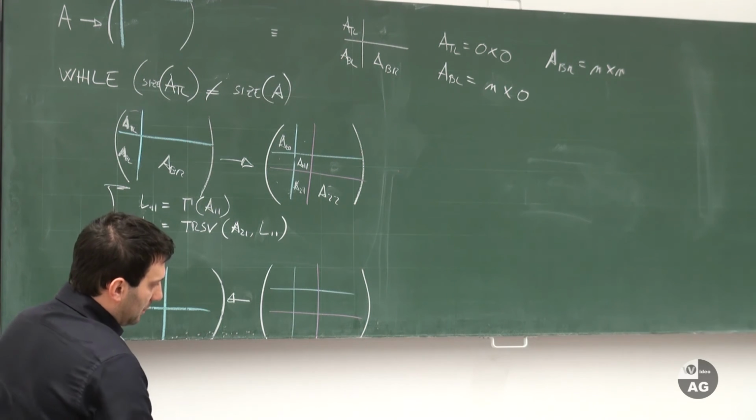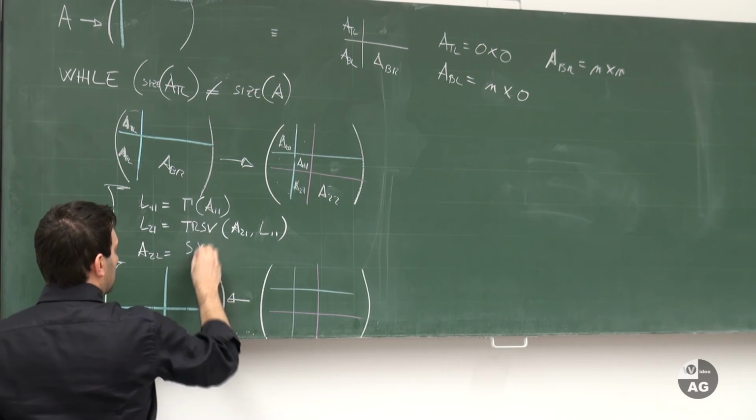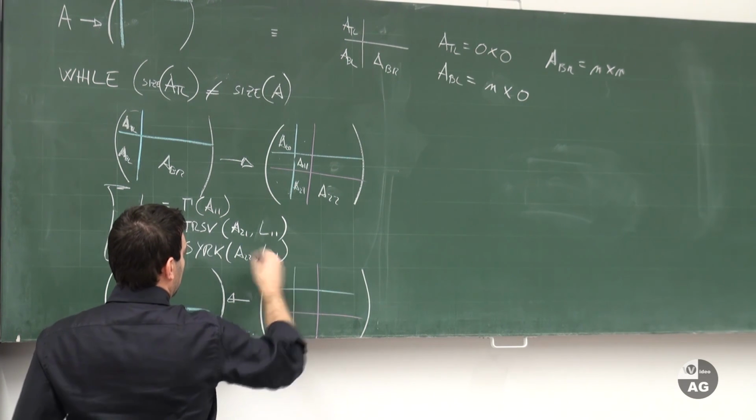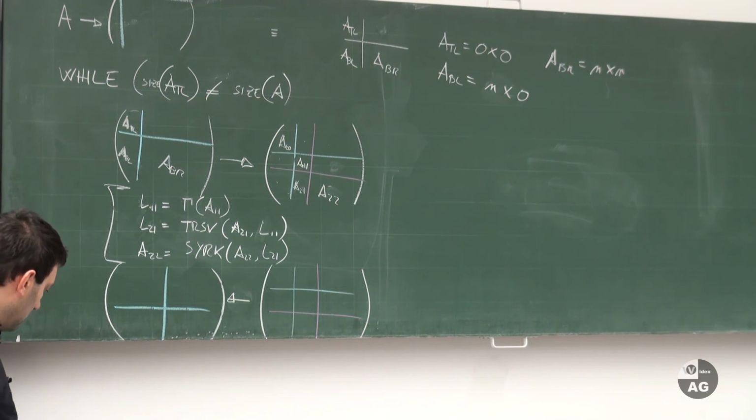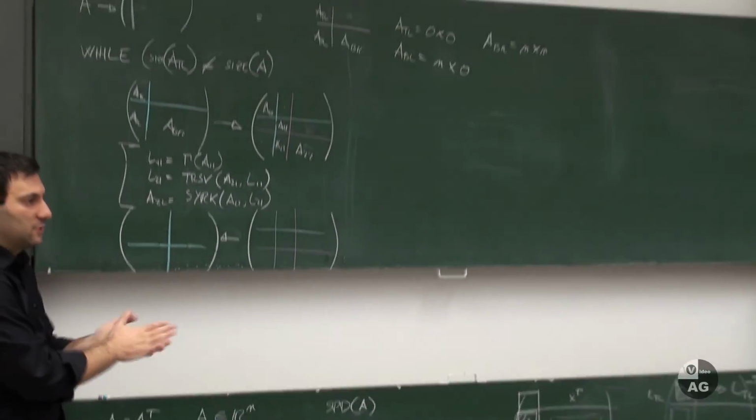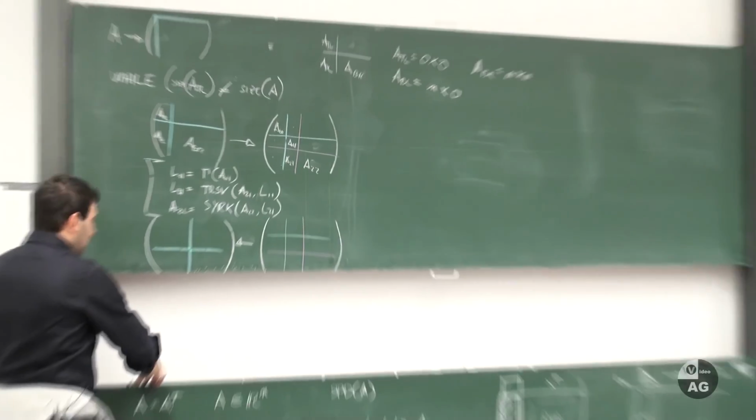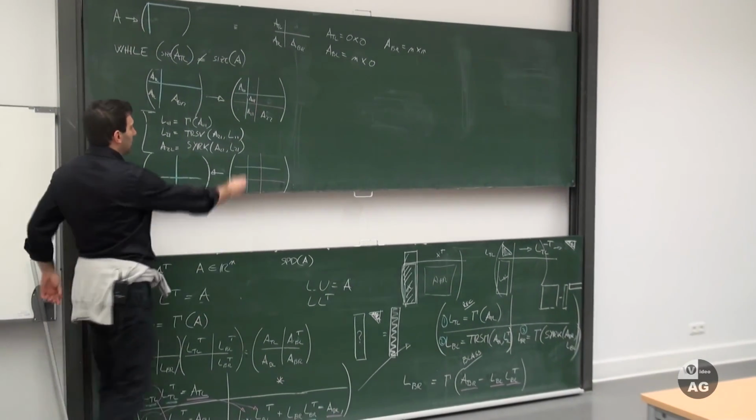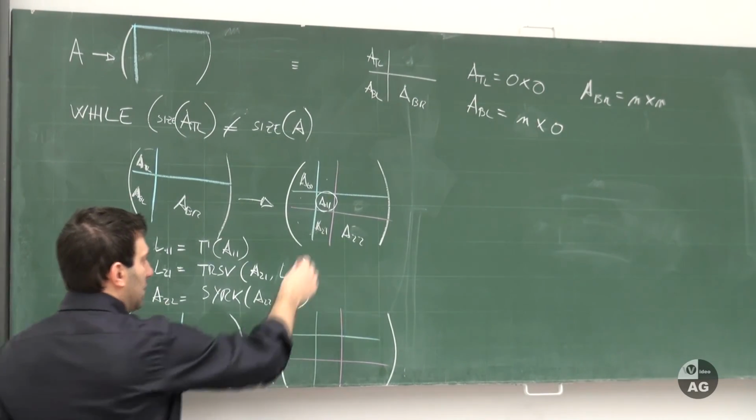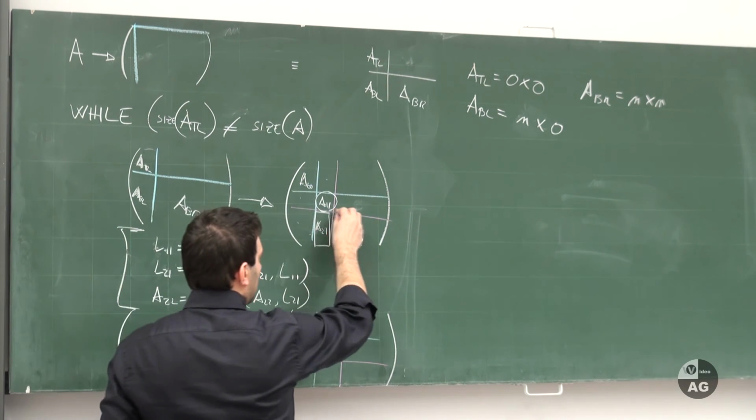And then I need to prepare the territory for the next step. So I need to update A22 equal A22 minus L21 L21 transpose. Okay, and this is the algorithm. I realized that it was a little bit fast, but I don't have time to show you in MATLAB, so I will do it next time. Just what did we do? We did a recursive call to A11. Then we did our triangular solve down here. And then we performed the update down here.